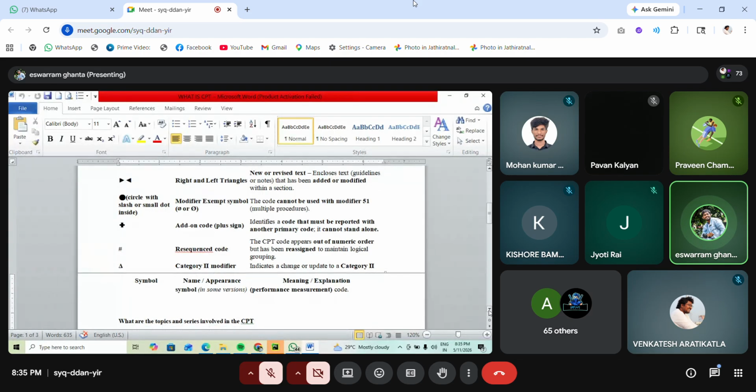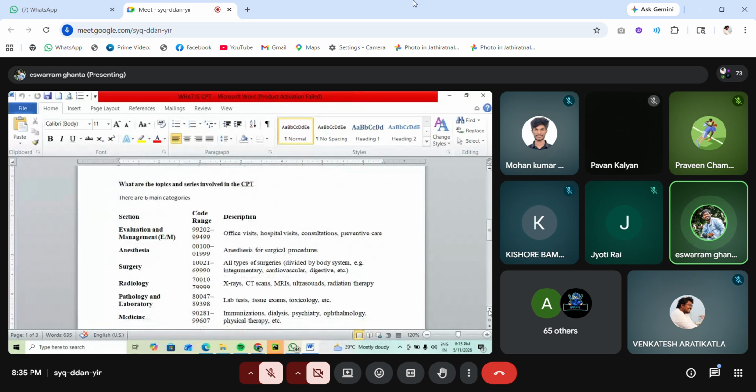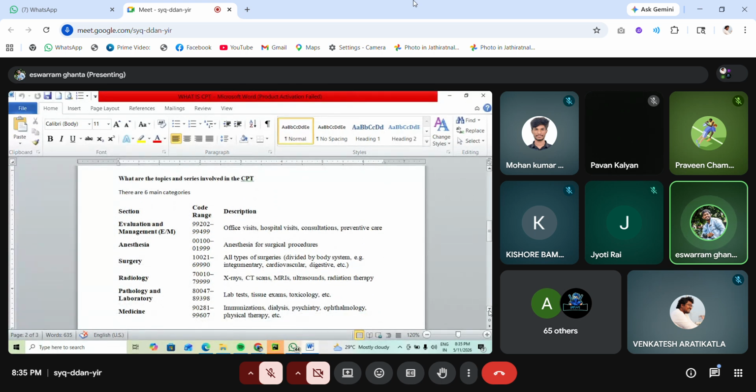This is about the interview questions from this topic, and the questions are like this also. Evaluation and management code range. That means you need not remember 99,202 like that. Just remember the range 99,000 and in between: evaluation and management codes. Anesthesia codes start with 00. Like this, just you can remember. Okay.